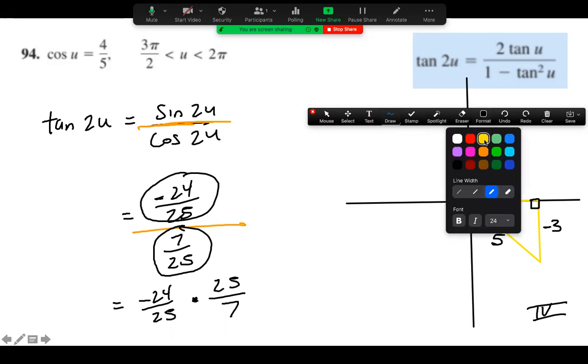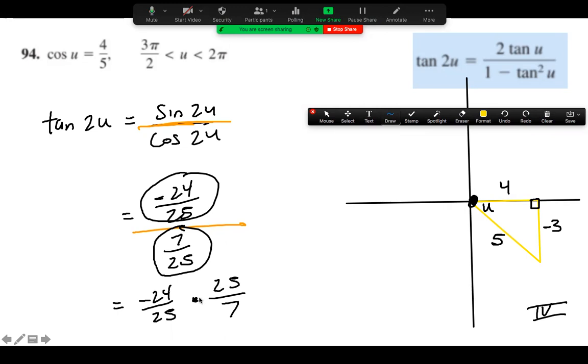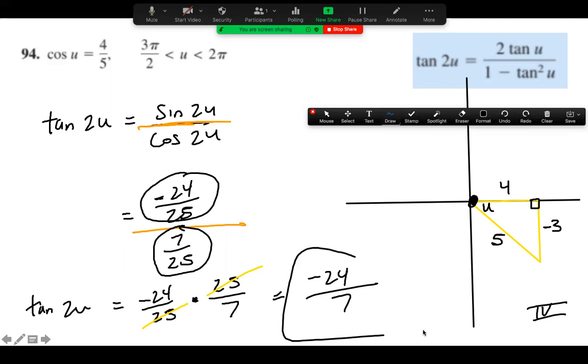Okay, note what's happening here. You have a 25 in the top times a 25 in the bottom. Those cancel. So without any further ado, your final answer here for tangent of twice an angle is negative 24 over 7. Bam. Okay, and that is a wrap. I believe that is the easiest and most efficient way to find tangent of double the angle. So that concludes the double angle work.